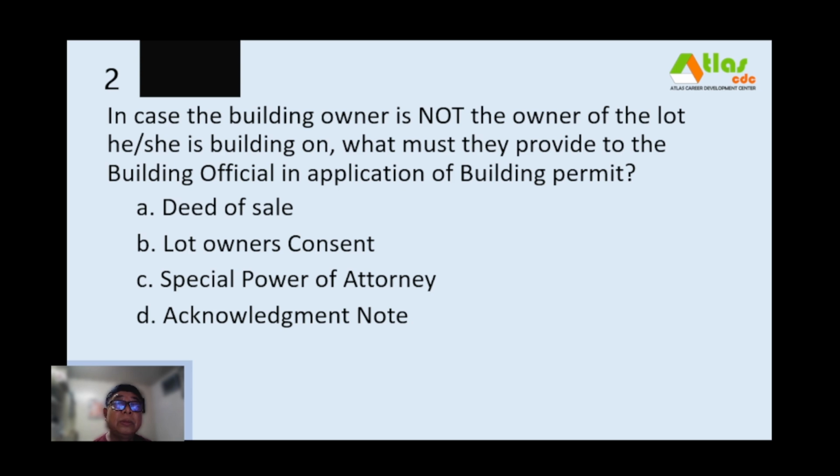Number 2. In case the building owner is not the owner of the lot she is building on, what must they provide to the building official in application of building permit? A. Deed of sale. B. Lot owner's consent. C. Special power of attorney. And D. Acknowledgement note.